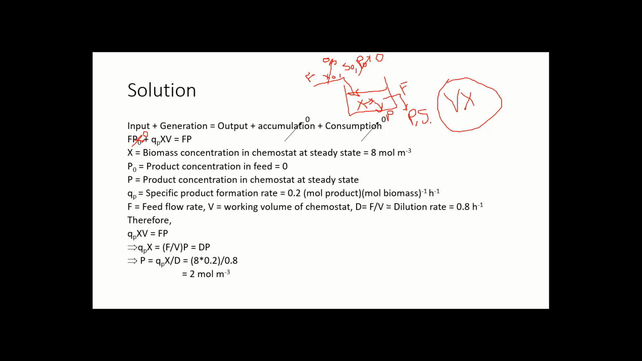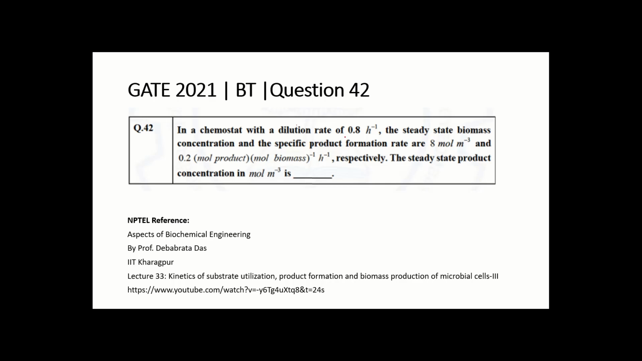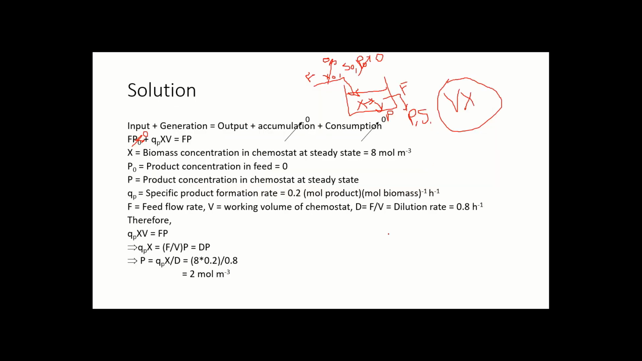D equals F by V. F is the feed flow rate. Actually here there is no need of calculating the feed flow rate, because the information of D, or dilution rate, is given, which is 0.8 hour inverse. So D, or dilution rate, is given as 0.8, right? So again, P equals Qpx by D. Qp equals 0.2 mole product, mole biomass inverse, hour inverse. In case of X, we can write 8 mole per meter cube, by D. D is 0.8 hour inverse, as given.